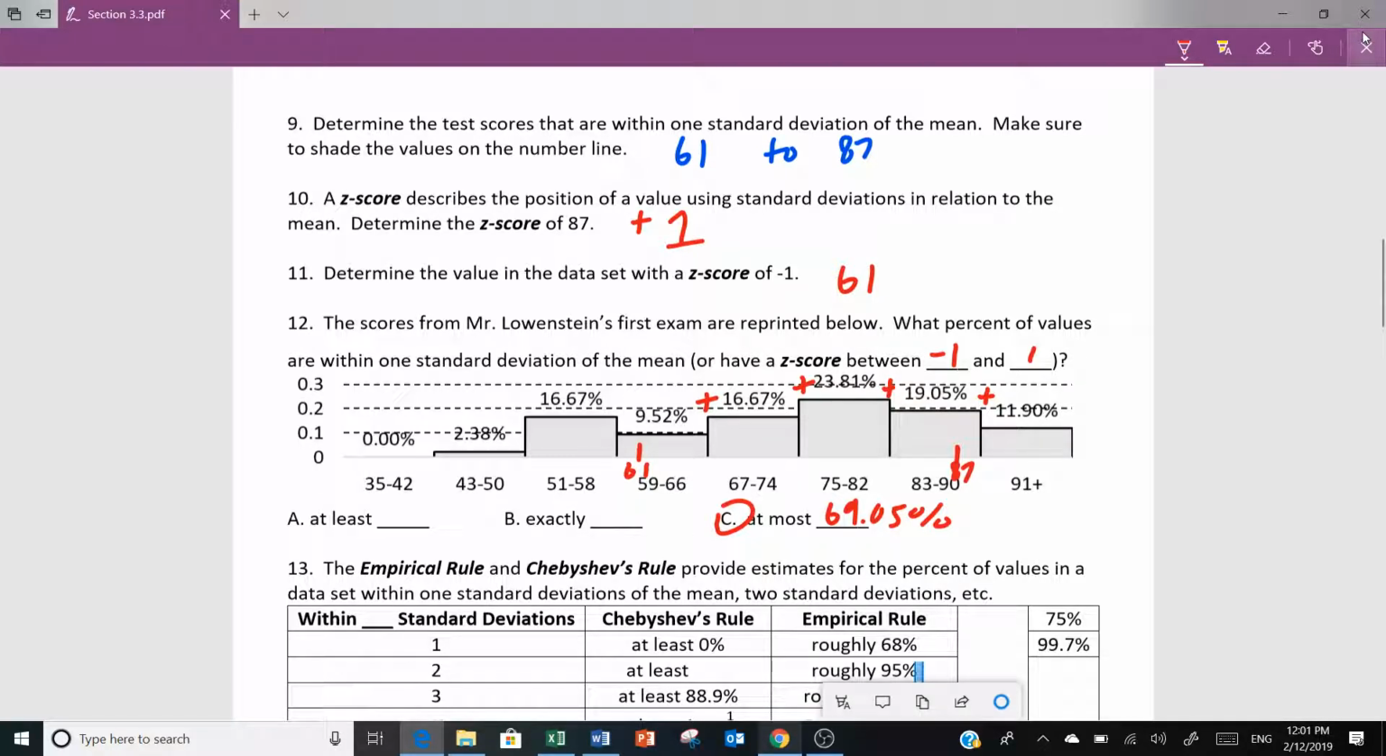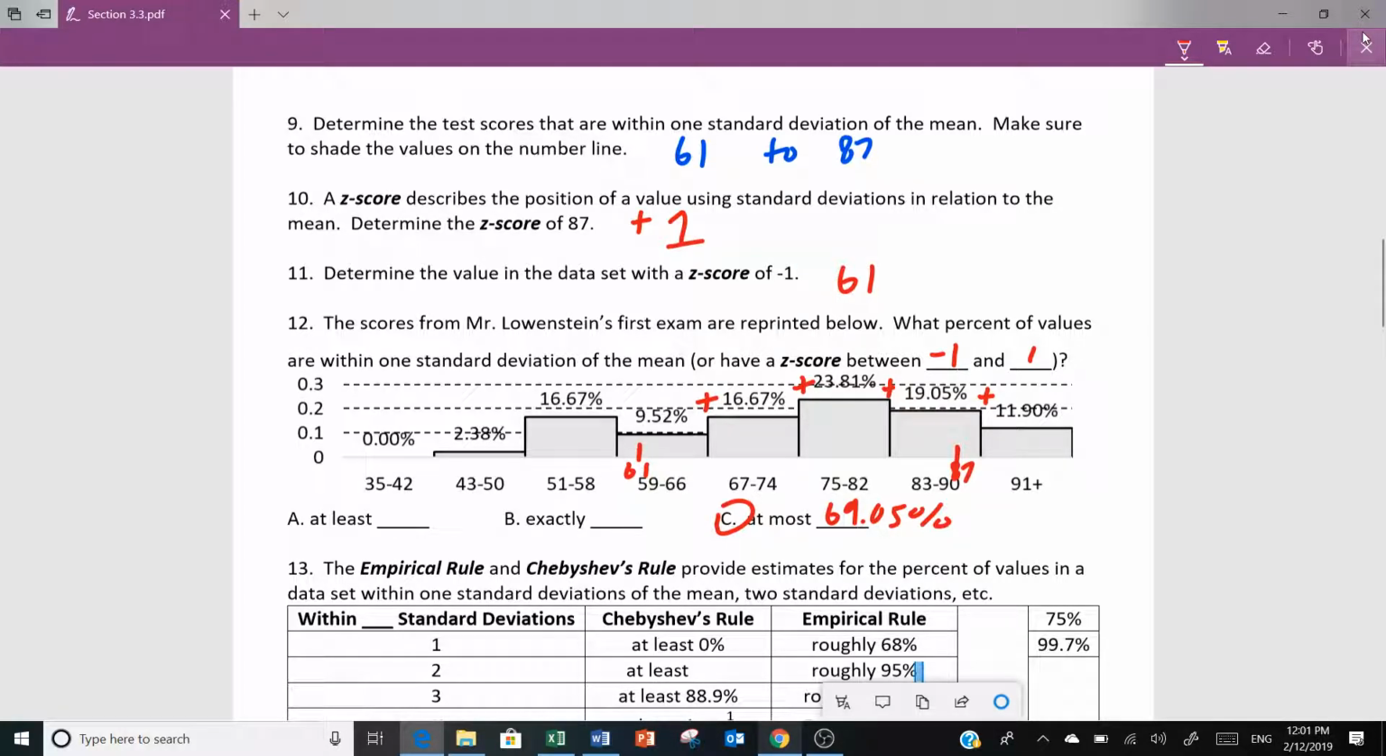Yes. Can you explain what you're doing again? I don't understand why you're adding. Oh, because we're looking at the percentage of values that are between 61 and 87. So we know that there's 9.52% over here, 16.67% over here. So we're just going to add them together to get the total percent between these two values. But we're going to have to chop these two little sections off. So it's going to make a number smaller than 69.05. So that's what we said at most.